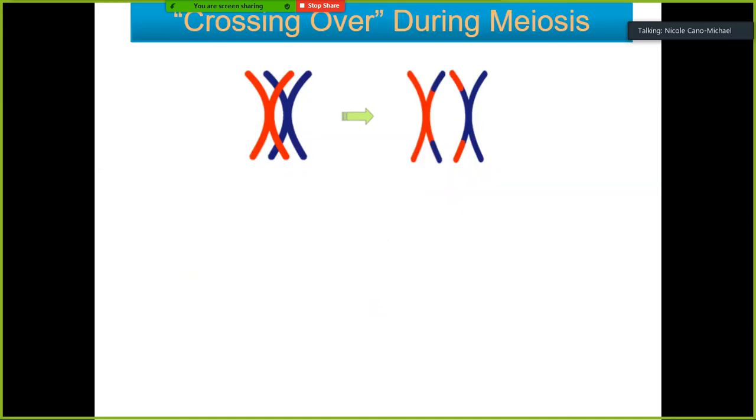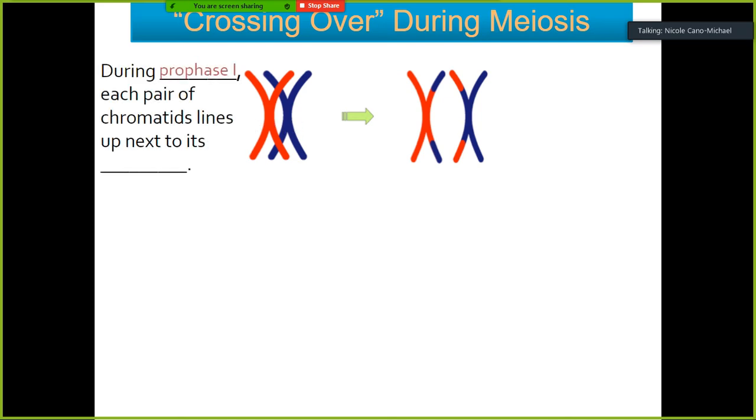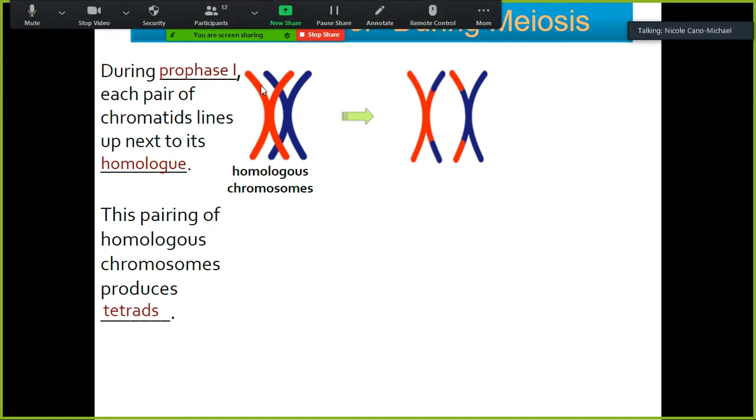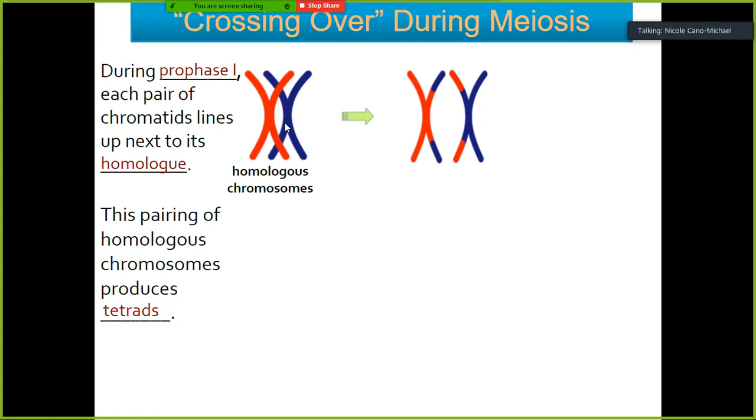Now, crossing over. When this is happening in prophase 1, the homologous chromosomes line up next to each other, okay? So during prophase 1, each pair of chromatids lines up next to its homologous. So we get our homologous chromosomes lined up. The next thing that happens is that this pairing of homologous chromosomes produces tetrads. So again, I am counting 1 chromosome, 2 chromosomes, 3, and 4. I have 4 sister chromatids here. 2 chromosomes, 4 chromatids. I'm counting the chromatids, which make it the tetrad, 4.